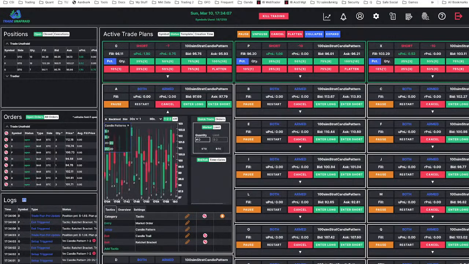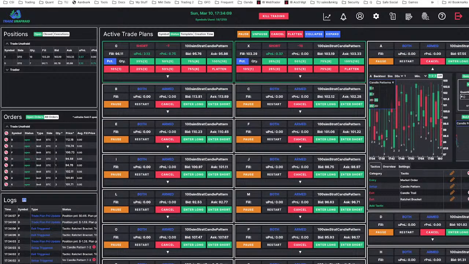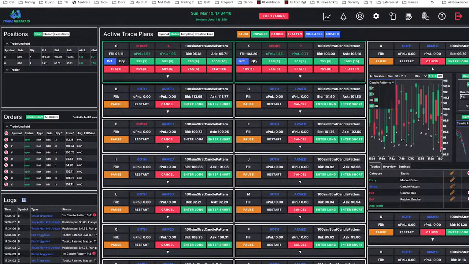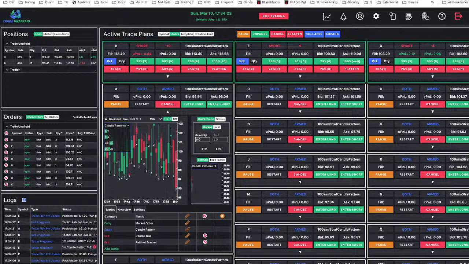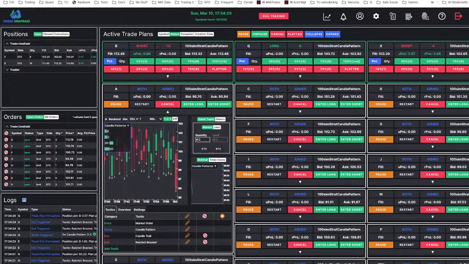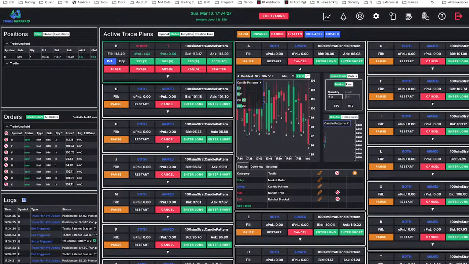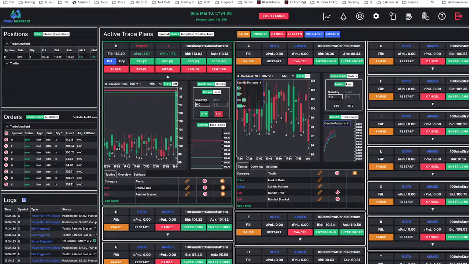You'll also notice that there's a green outline or a white outline. Green outlines are in a trade. So you can see that, like here, this says armed, but these are either long or short, and there's a quantity here. And then this is the trade plan that it's running. This trade plan is called 100 Sim Strat Candle Pattern. We can expand any of these that are in a trade.